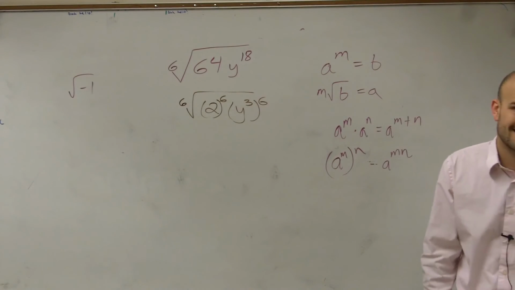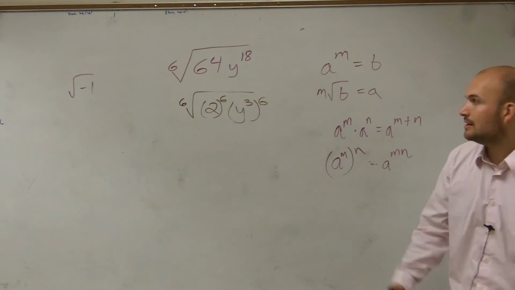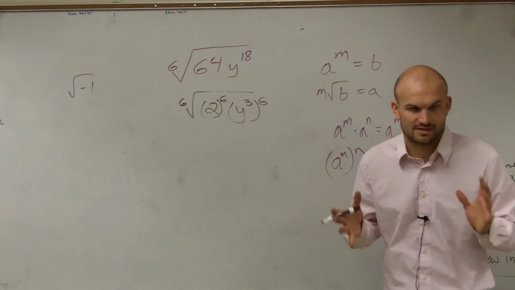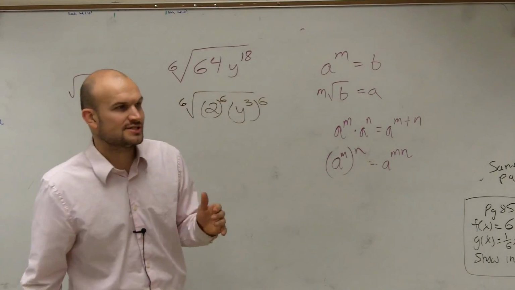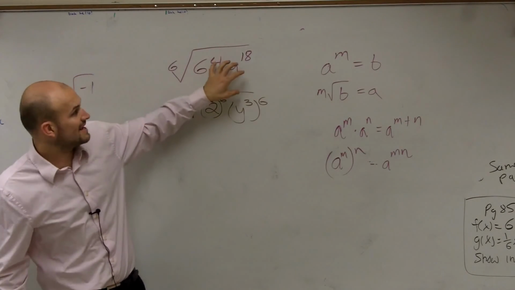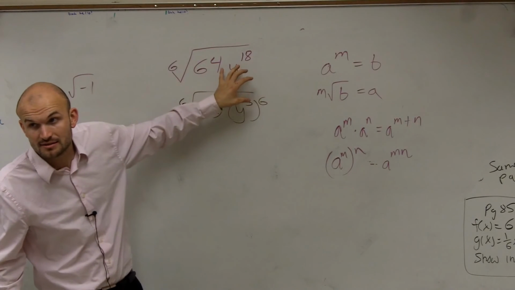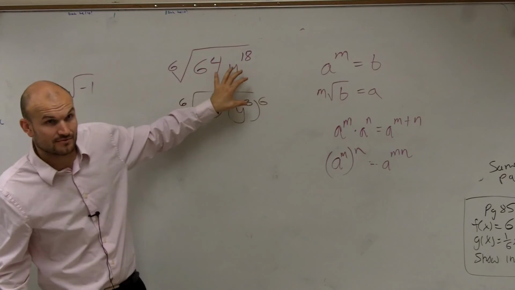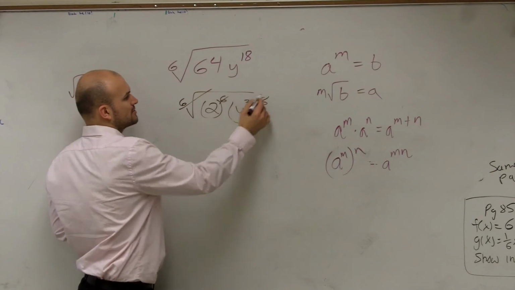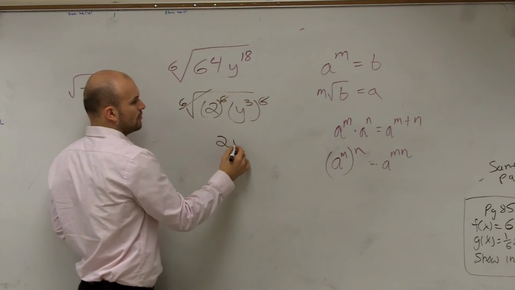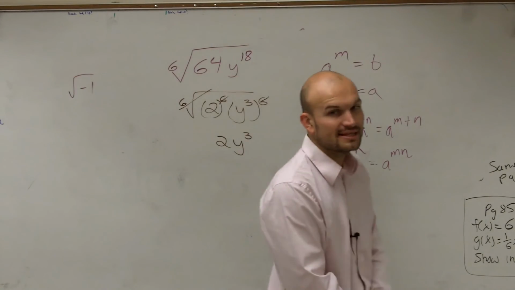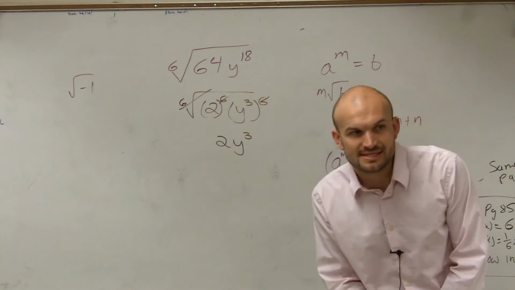Now, here's where things are going to get a little bit tricky. Remember, so far we've just been dealing with the square roots, and we've just been dealing with the positives. We're not dealing with the positives and negatives. But what I want you to understand is, since we have an even power, this has to be positive, correct? So therefore, when I undo the roots, I'm left with 2y cubed.